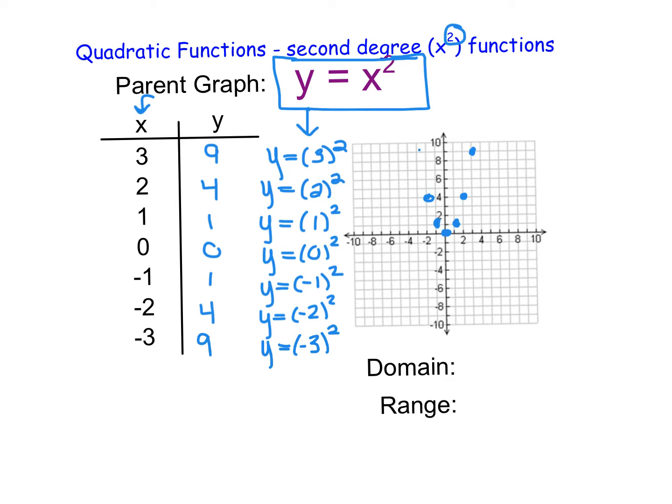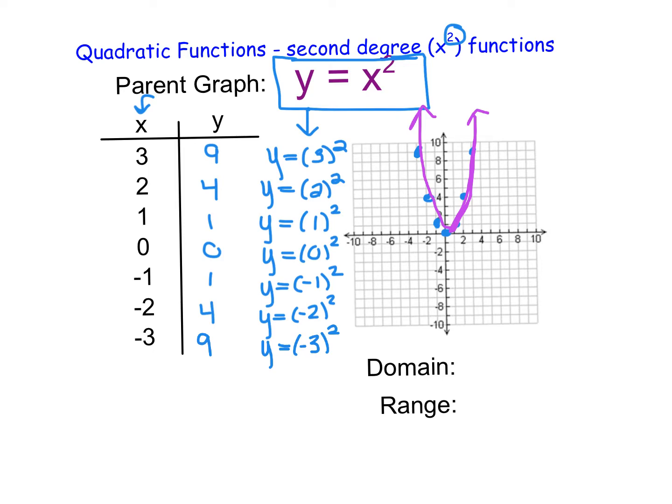So here we can see that we have this parabola shape. We can see that it looks symmetrical, so if we connect all of those dots, and hopefully you'll be able to do a little better job than I am doing, we have that nice parabola shape for our graph. So this is the most basic, simplest quadratic function of just y equals x squared.